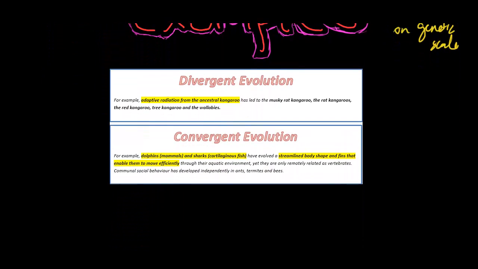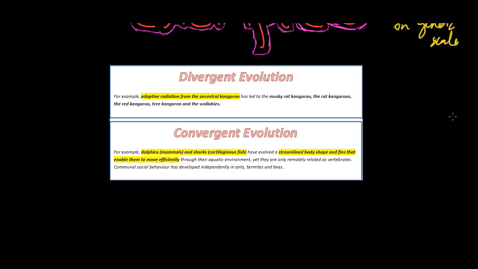Okay, so these are the examples that I'm going to be talking about now. First off, for divergent evolution, we've got the ancestral kangaroo, which has led to the musky rat kangaroos, the red kangaroo, the tree kangaroo, as well as the wallabies. Now, if you were paying attention, divergent evolution was the second one, which means that an organism goes away from its normal habitat, but it's from that common ancestor, and it has different traits due to the selective pressure.